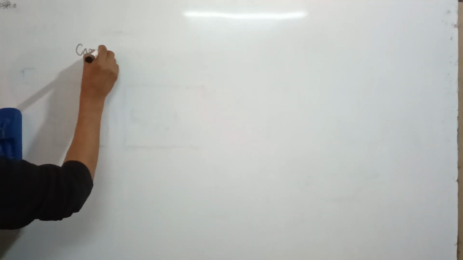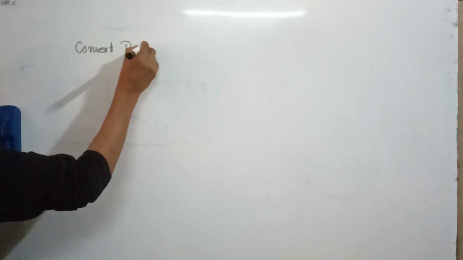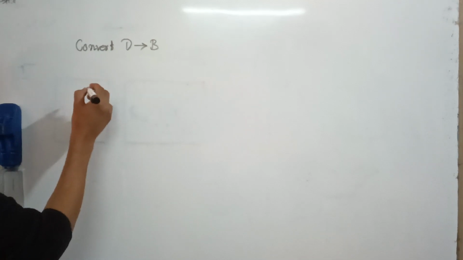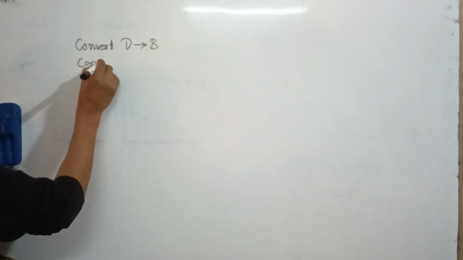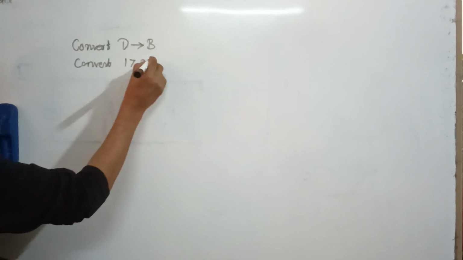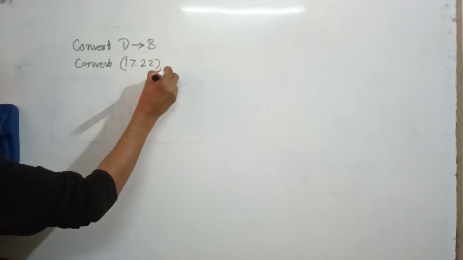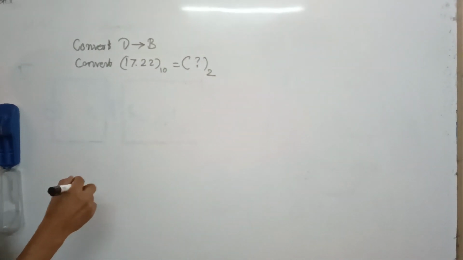Convert decimal to binary. An example is: convert 70.22 to the base 10 is equal to question mark to the base 2.